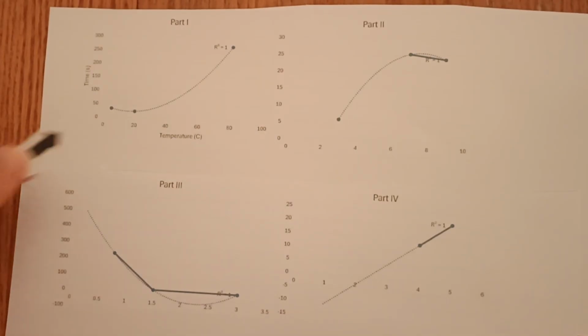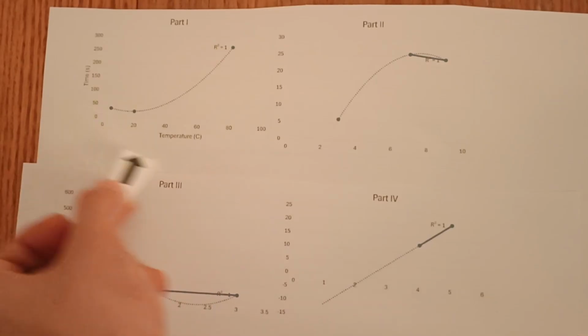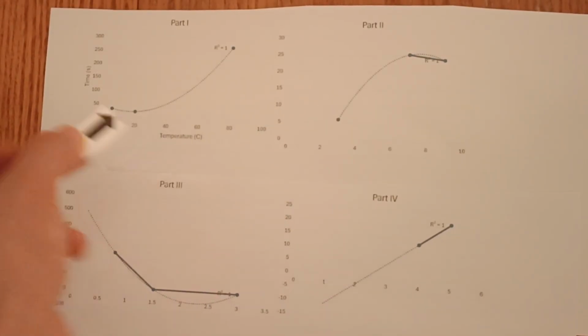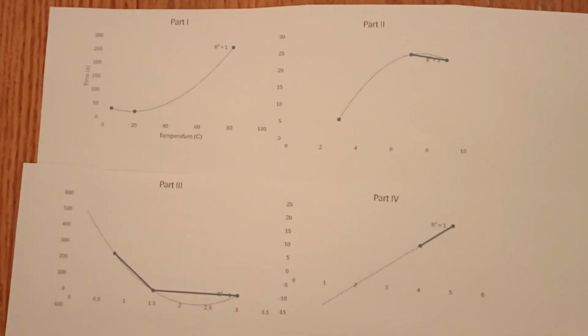For our first hypothesis, we expected that the hotter and colder the solution gets, the slower the reaction rate. This is held up by our graph here, where the time is higher the further away from 20 it gets.